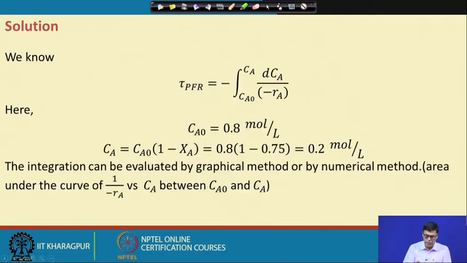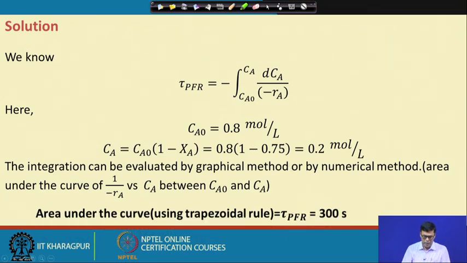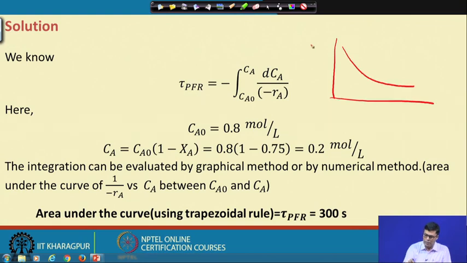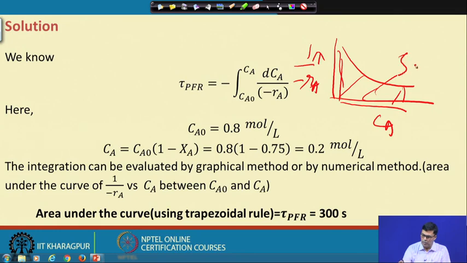Now, this is the equation, this is the CA value you can calculate, and this is about 0.2, as I showed you. Then, when we calculate the area under this curve, when we calculate 1 by RA versus CA, we can find out this is tau plug flow reactor, and this is coming about 300 seconds. So, you can easily calculate.